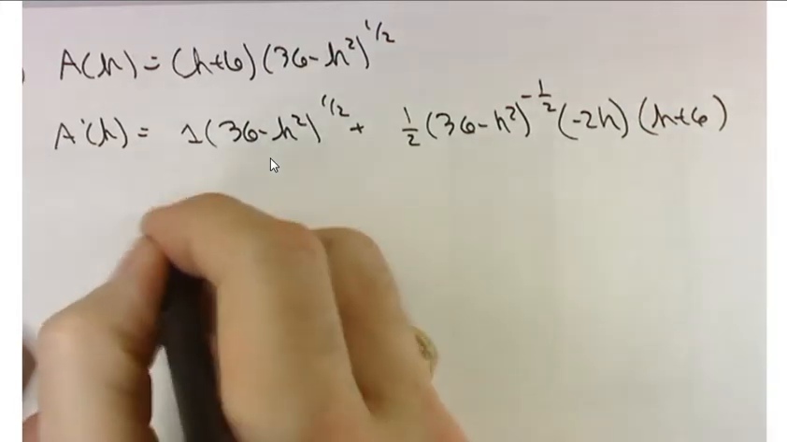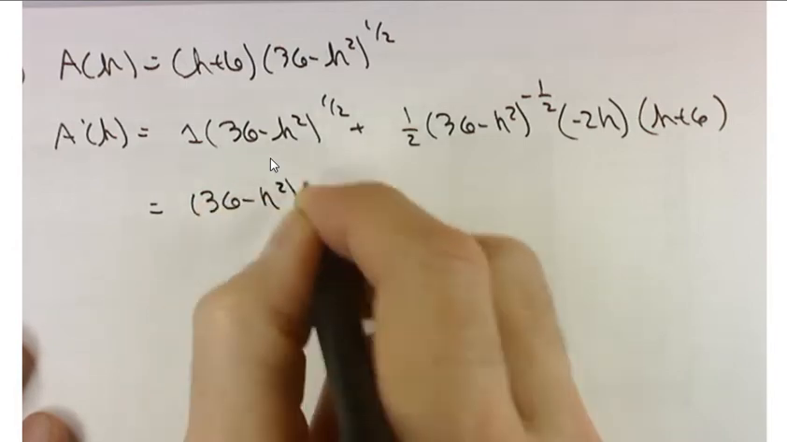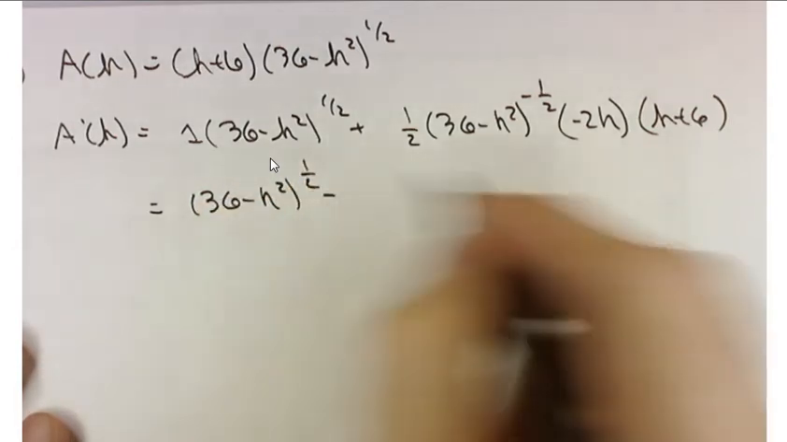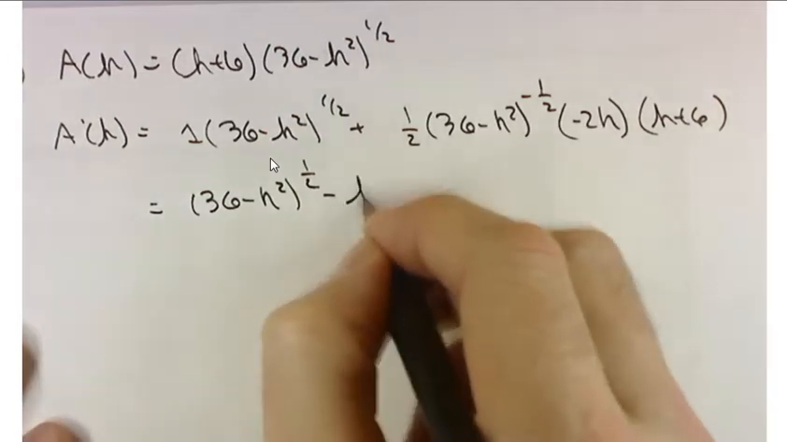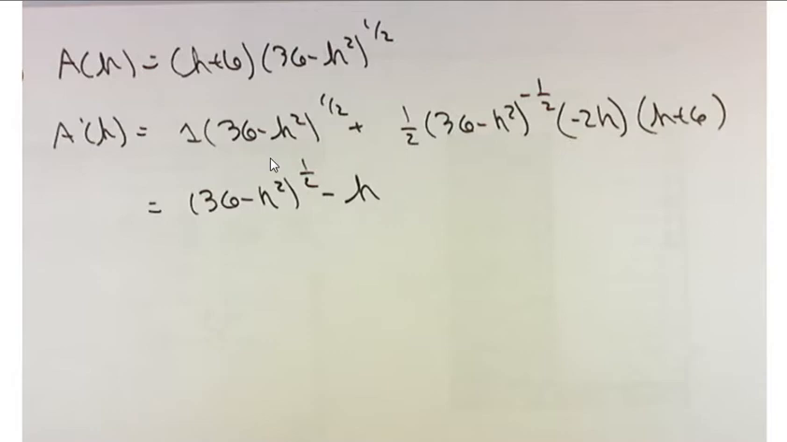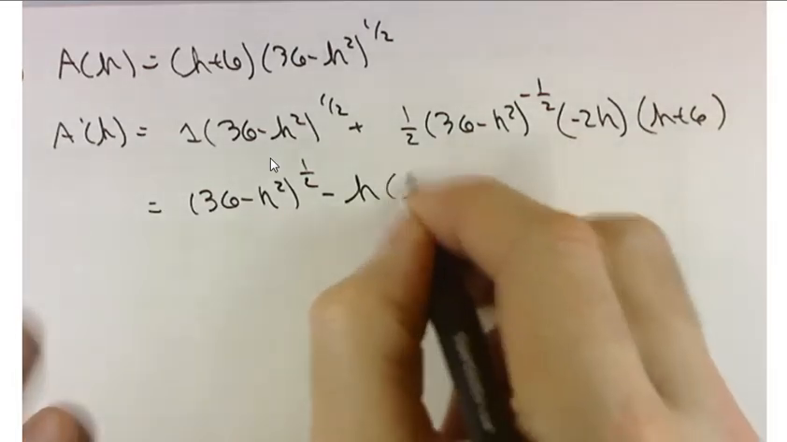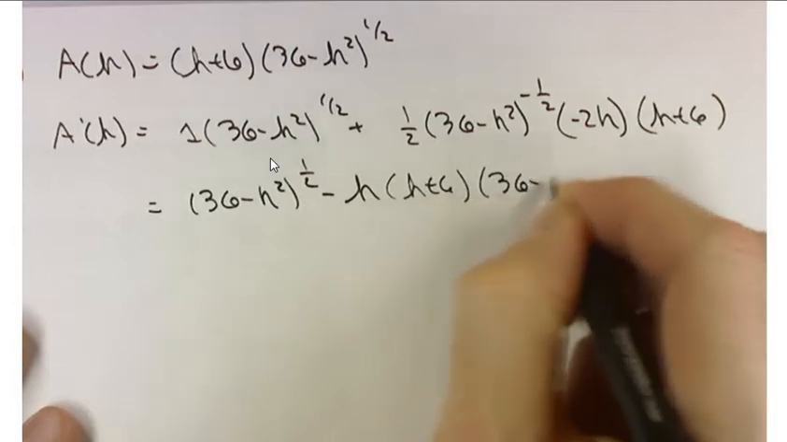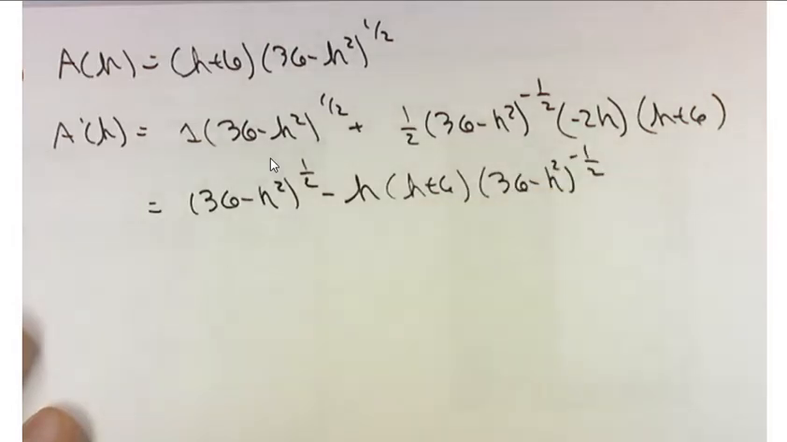Let's clean this up a little bit. That's (36 minus h squared) to the 1/2 minus h times h plus 6 times (36 minus h squared) to the negative 1/2. Okay, looking all right there. Is it or is it not? Let's see. Okay, yeah, it looks good. All right, let's keep going then.